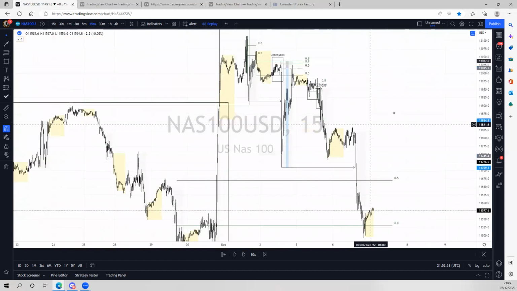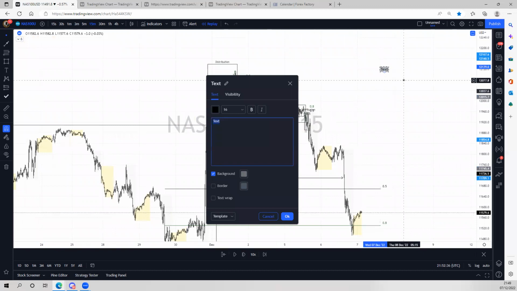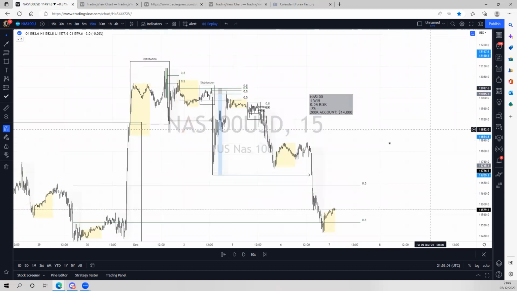So anyway, I'll just do the facts and the figures. So NAS 100, one win at 0.5% risk, 7%, on a 200k account, that is 14,000. There you have it.